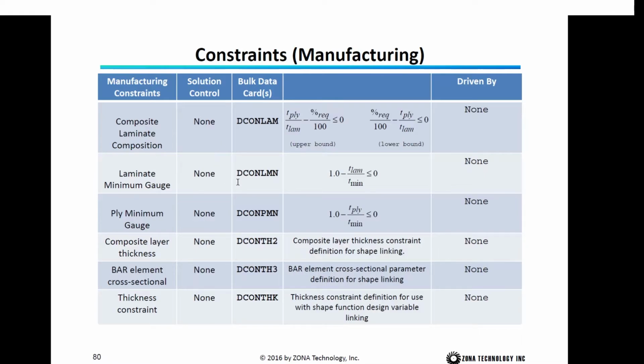And the DCONLMN is the laminate minimum gauge, and the ply minimum gauge is DCONPMN, and for the composite layer thickness it is DCONTHK2, and the bar element cross section is DCONTHK3, and the thickness constraint is DCONTHK.